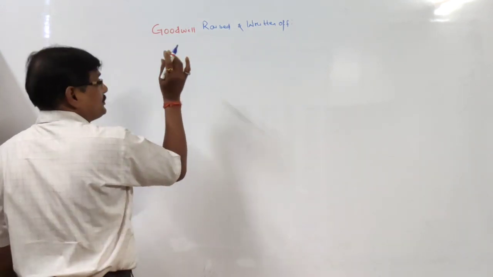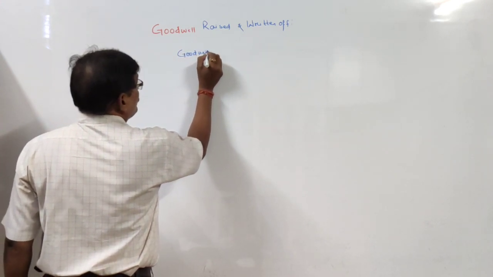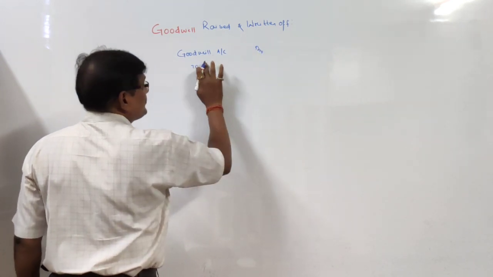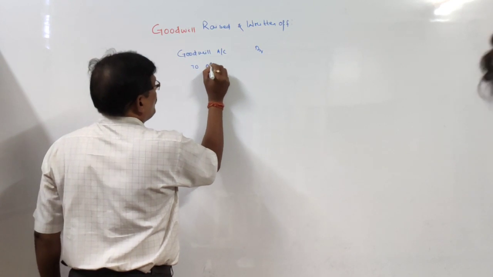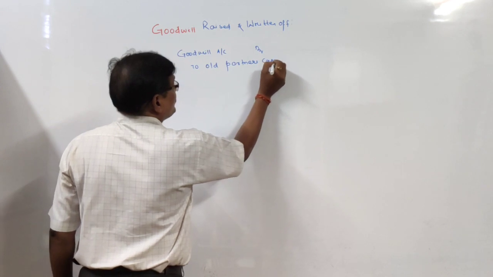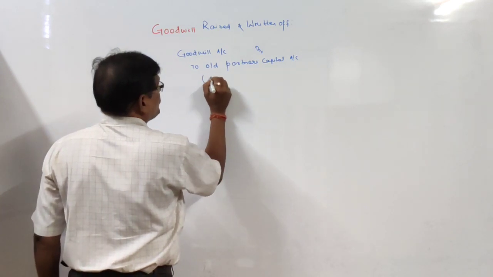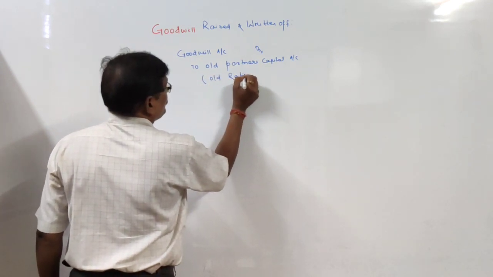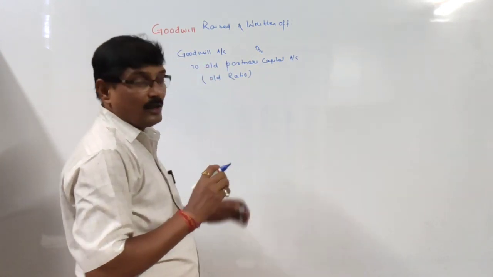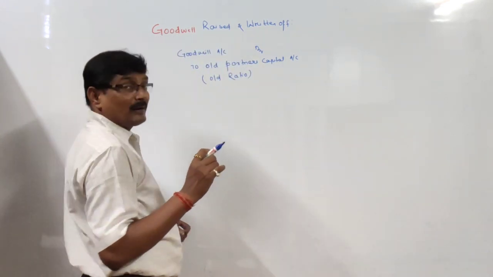Here what we will do, first we have to raise the goodwill, so the entry will be goodwill account debited to old partners capital account in the old ratio. When I am talking about old partners, it is inclusive of the retiring partner. Remember, old partners means it includes the retiring partner also.